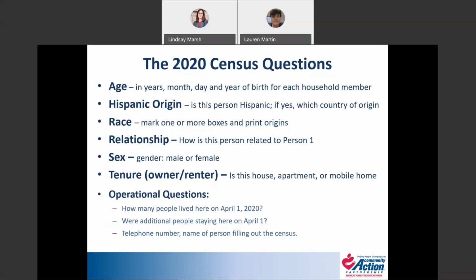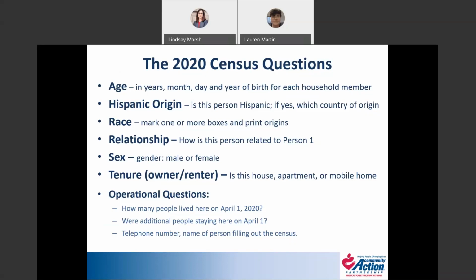This is really the meat of what the census asks. There are a few operational questions. They ask how many people lived here on April 1st. This is in part to catch people who might not otherwise be included on that form. If somebody is just staying with you, are they living with you? Well, if they don't have another place to call home, then yes, they are. So if you have a couch surfing friend, for example, who is staying with you because they don't have anywhere else to live, then you should count them on your census form.